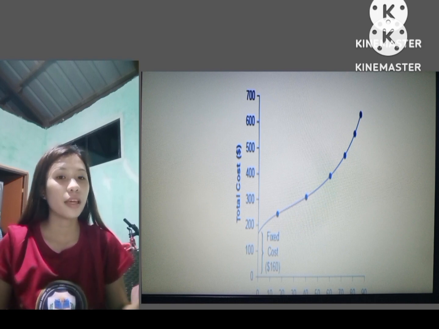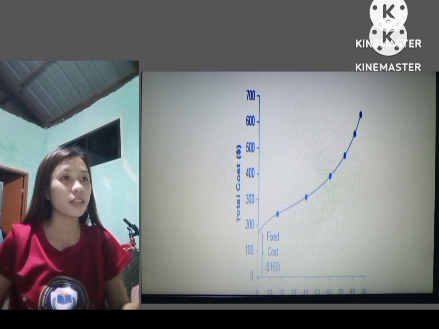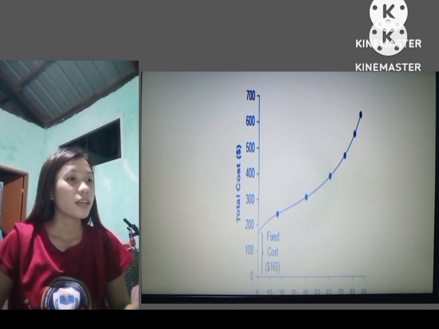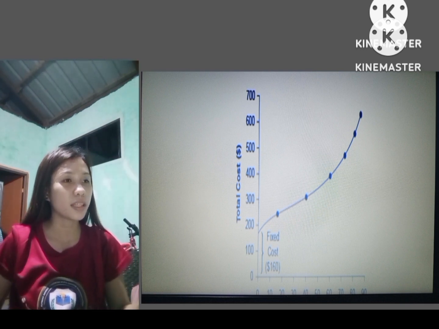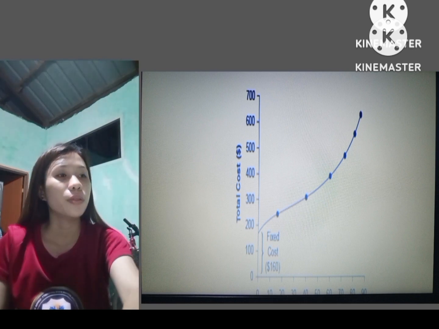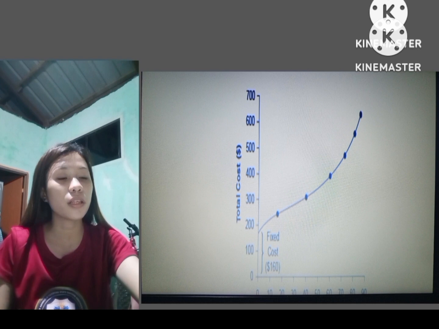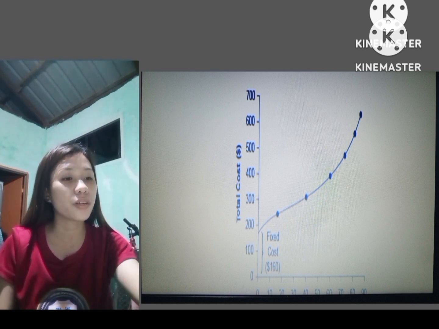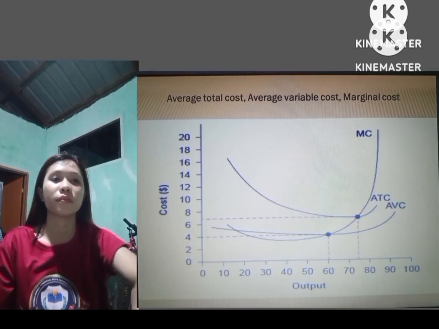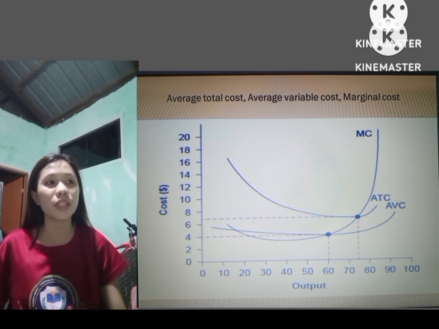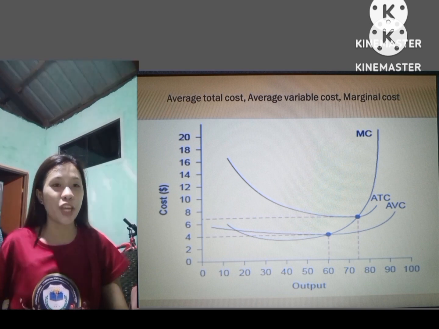And the y-axis represents the price, and the x-axis represents the quantity. Then there is the fixed cost. The variable cost is increasing at first and eventually at a decreasing rate. So the average total cost, average variable cost, and marginal cost.